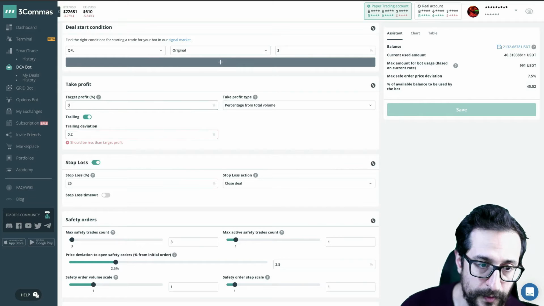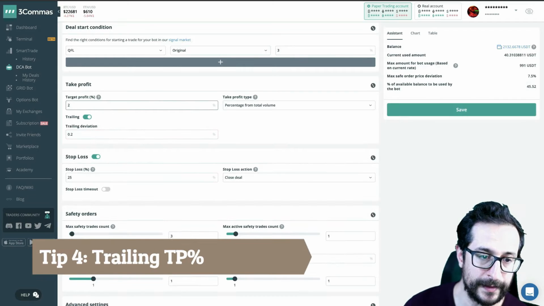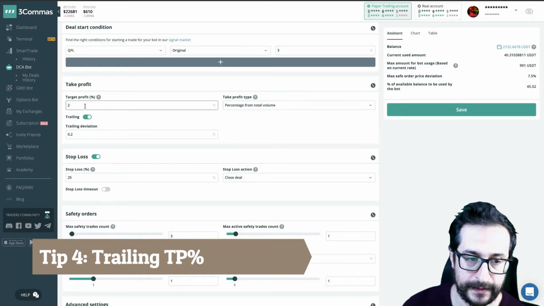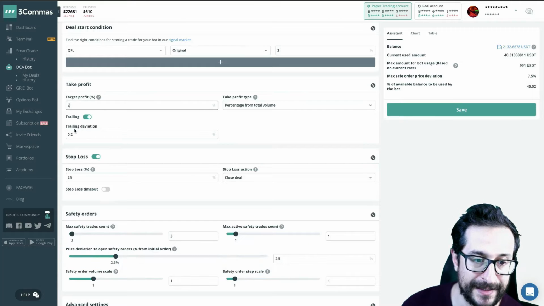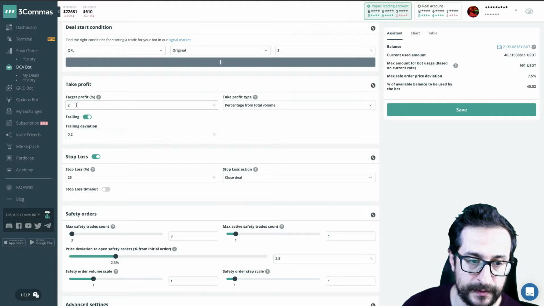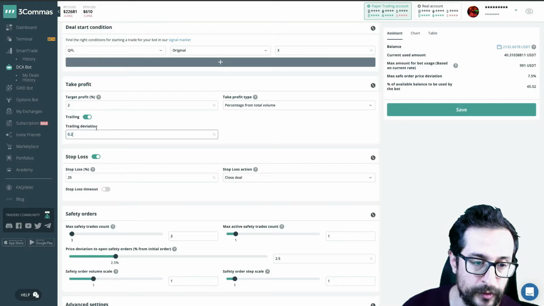Tip number 4. This tip is to do with once we take profit, using a trailing deviation. So consider using one, because once we hit the 2%, if you have this enabled and you set it, normally you will set it to 2% of the take profit. So in this case it's 0.2. If you have one here, you will go for 0.1, etc.